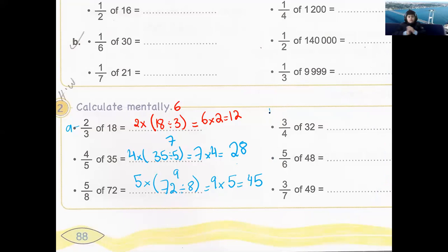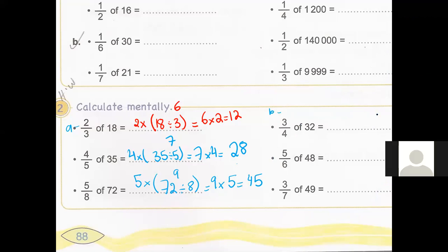Let's continue this question. 3/4. Teacher, can I do the first one? Jad al-Hariri. Yes. How do we solve it? 3 times, open two brackets, 32 divided by 4. Okay, which number in table 4 gives us 32? 8. Now what shall I do? 8 times 3. How much?